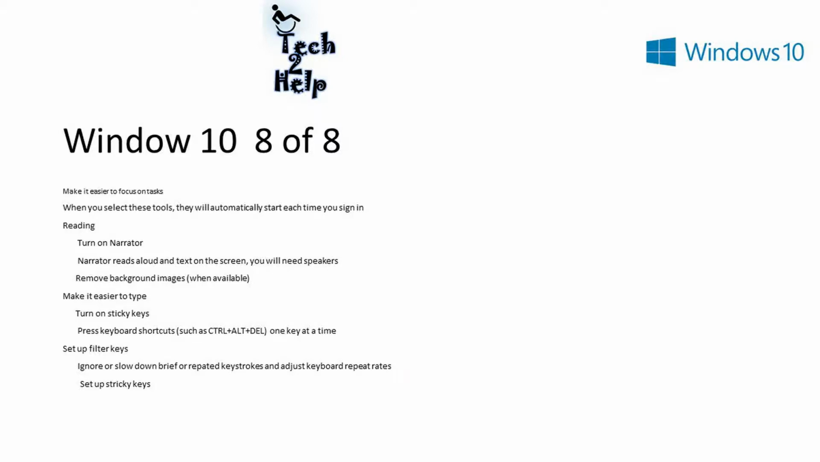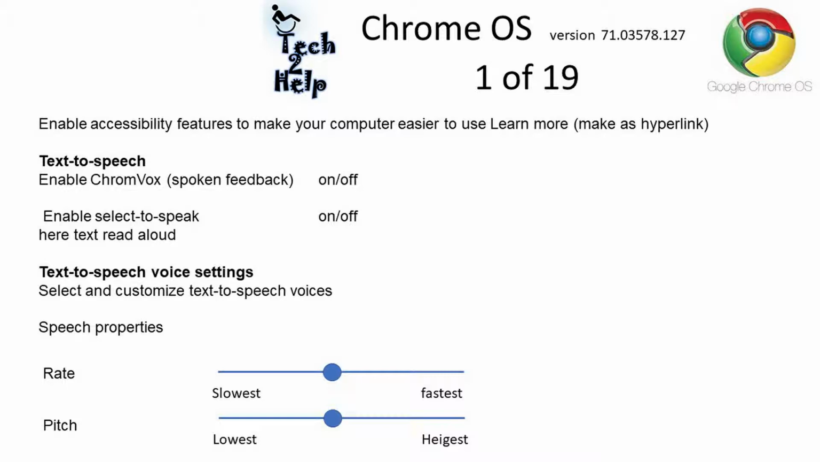Set up Sticky Keys. Chrome OS version 71.0.3578.127, 1 of 19. Enable accessibility features to make your computer easier to use. Learn more is a hyperlink. Text-to-speech. Enable ChromeVox, spoken feedback, on, off. Enable Select-to-Speak on, off. Hear text read aloud. Text-to-speech voice settings.